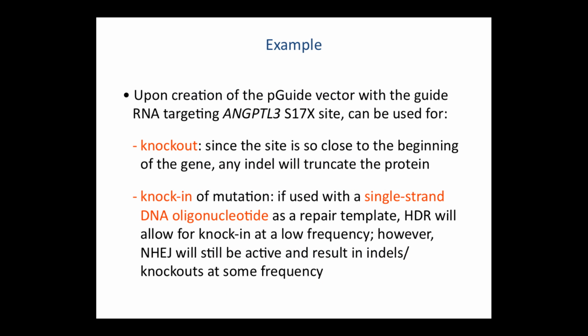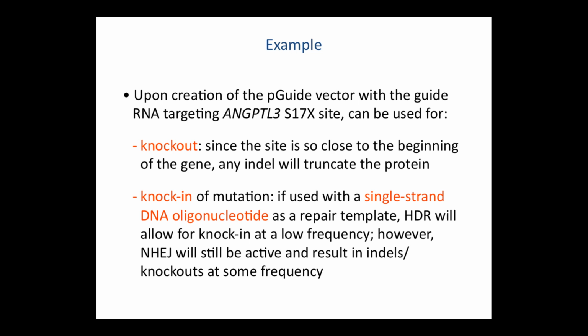If we were simply trying to knock out the gene, we'd be done, since all we need are the guide RNA plasmid, which we can now complete with a single ligation step, and the fixed Cas9 plasmid that can be used as is. However, if we wanted to knock in the specific S17X mutation, we'd need a repair template as well, ideally a single-strand DNA oligonucleotide.